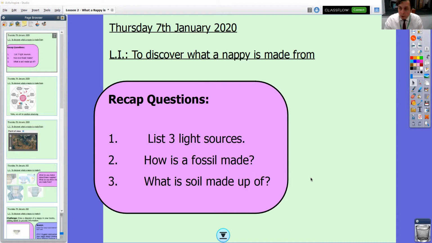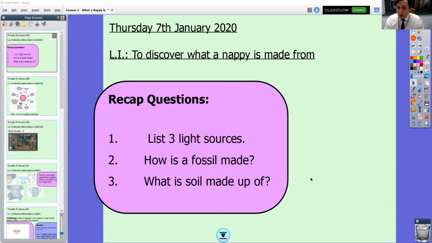But before we rush into all of that, I want you to have a bit of a moment where you can think back to your previous learning. And I've got 3 things that I want you to explore. The first one is I want you to think back to your previous lesson on light sources, and I want you to list the 3 different light sources that you know. Next, I want you to make a note of how a fossil is made. And the third one is, what is soil made up of?